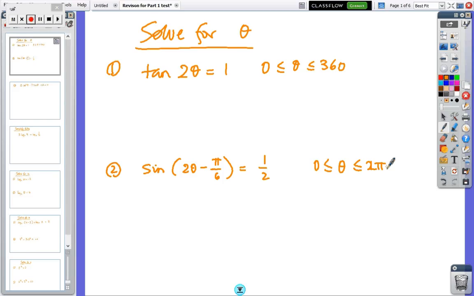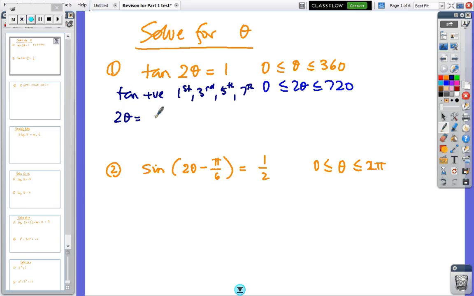Okay, so the first thing we're going to do is change theta to 2 theta. And then we're going to say tan is positive in the first, third, fifth, and seventh quadrants. So 2 theta equals, for tan being 1, we've got pi on 4, so pi on 4, 5 pi on 4. And then for the fifth and seventh, just add 2 pi to both those answers, which is going to be 9 pi on 4 and 13 pi on 4, and then divide through by 2.